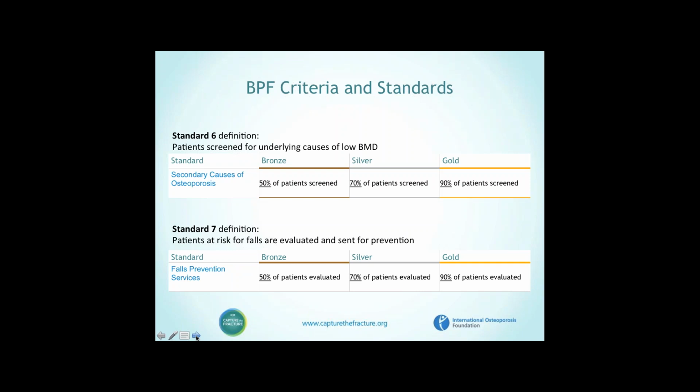We recognise that to prevent fractures requires not only bone assessment but also falls assessment. So Standard 7 addresses this in the proportion of patients who are assessed for falls risk and then sent for prevention as required. Bronze 50, silver 70%, and gold 90%. We also recognise the importance of lifestyle factors, including diet, smoking, and alcohol intake. And Standard 8 refers to the proportion of patients who are screened and referred for lifestyle changes. Bronze again 50%, silver 70%, and gold 90%.